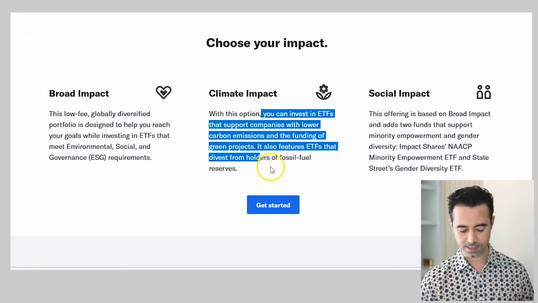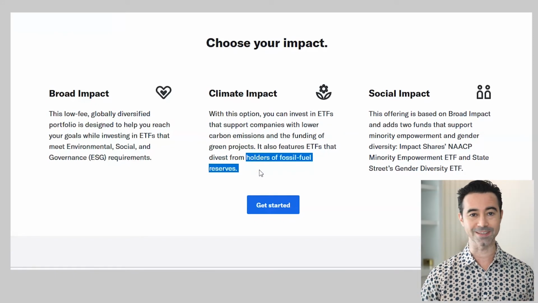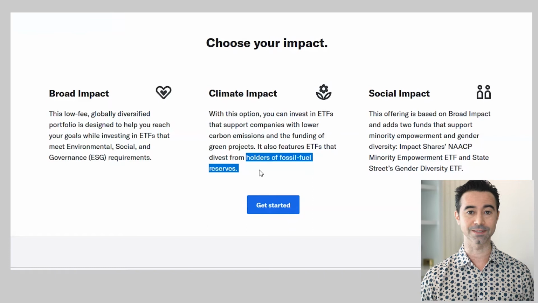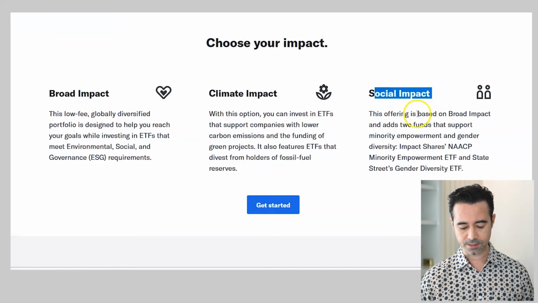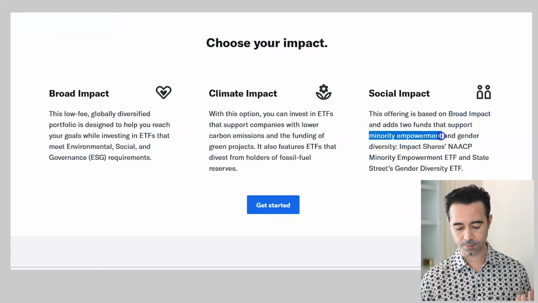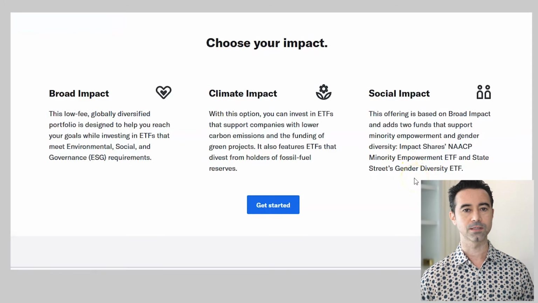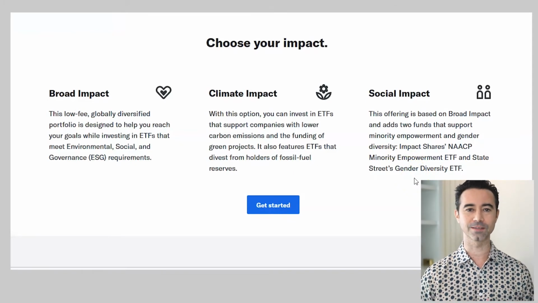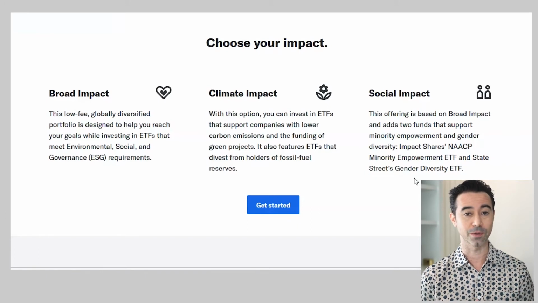It also features ETFs that divest from holders of fossil fuel reserves. So if you don't want to invest in anything that involves fossil fuels, you have a portfolio that does that. You also have social impact, which is based on broad impact and adds 2 funds that support minority empowerment and gender diversity: the Impact Shares NAACP Minority Empowerment ETF and State Street's Gender Diversity ETF. So you do have some definite options. They are definitely better than a lot of other robo-advisors in terms of socially responsible investing.